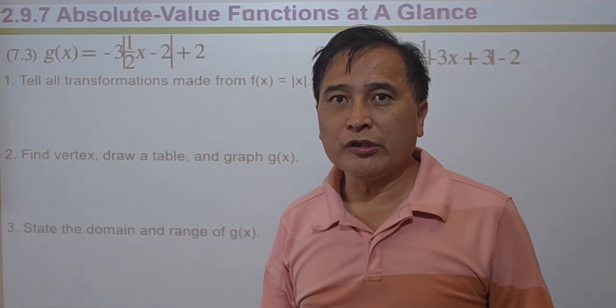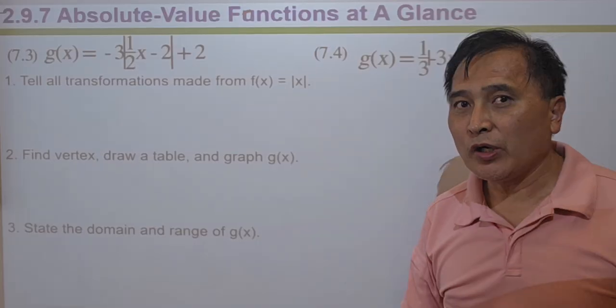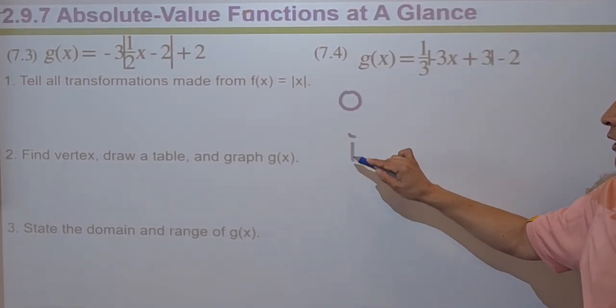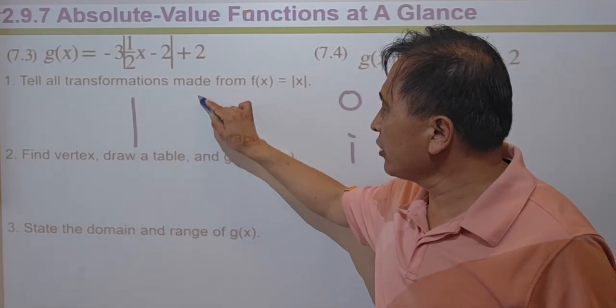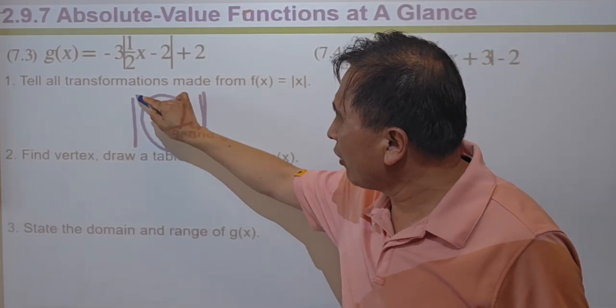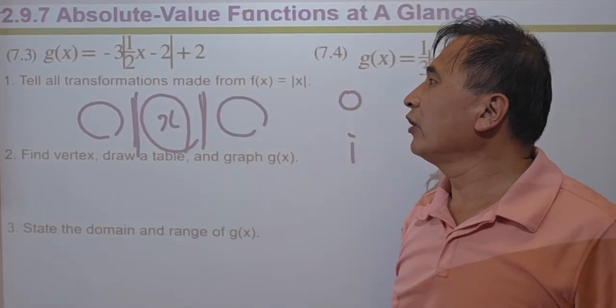Hi, today we are going to learn transformation of the absolute value function. So first, what you need to do all the time is the same: outside and inside. For the absolute value function, this is an absolute value function right here. Then inside the absolute value, we call it inside. And anything outside here or outside here, that we call outside.